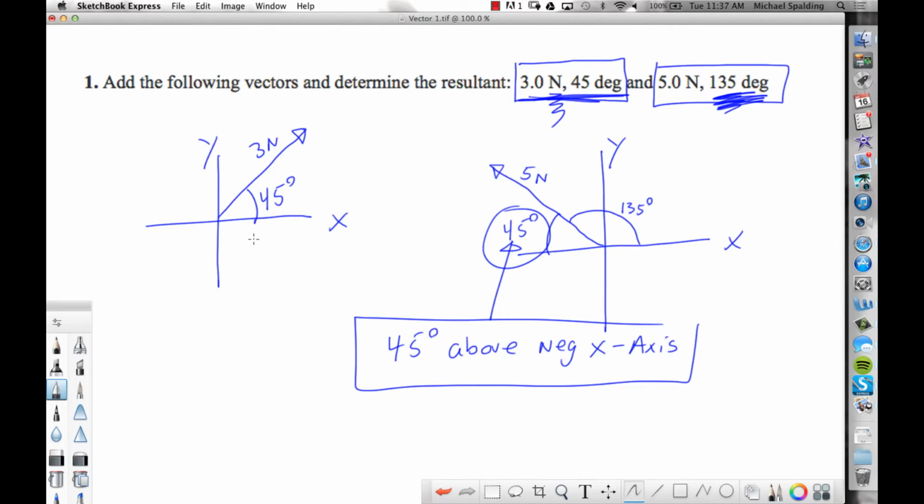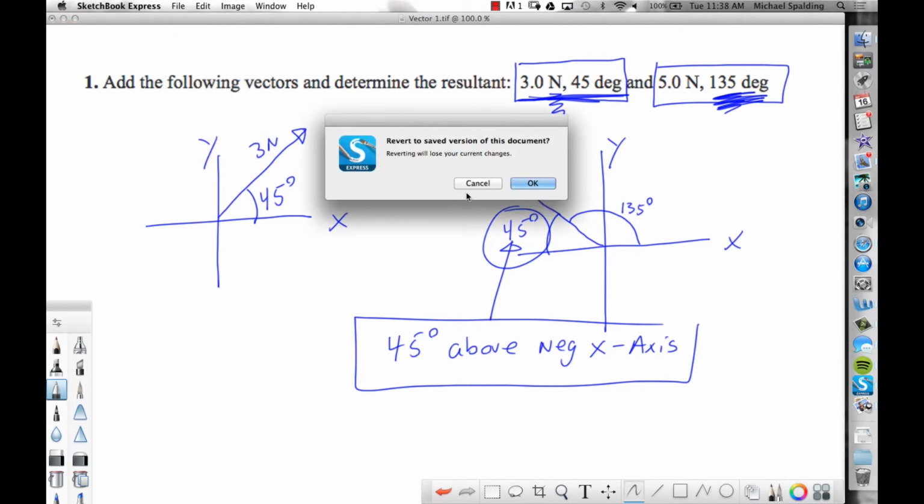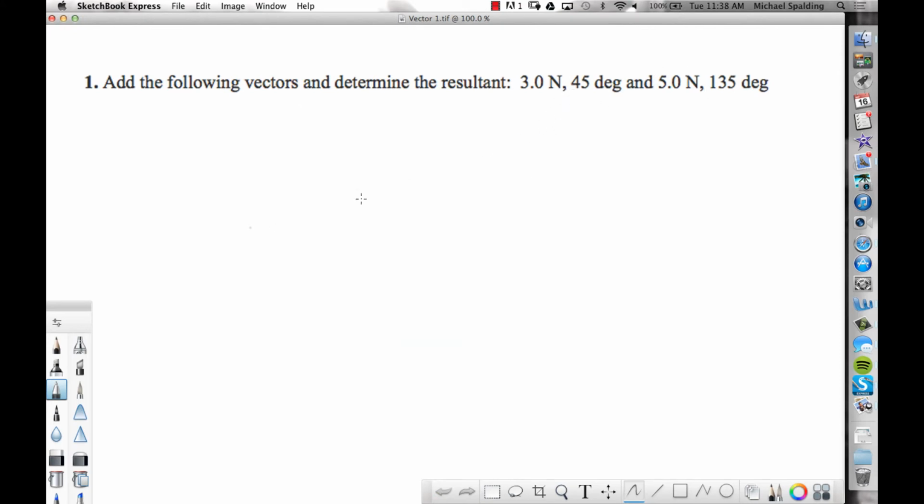If you're doing a graphical solution, you do not need a calculator, okay? You do need to scale. You need to set up some scaling. For example, for this problem, number 1, you're adding 2 vectors. The vectors are 3 newtons at a 45-degree angle, and then 5 newtons at a 45-degree angle.